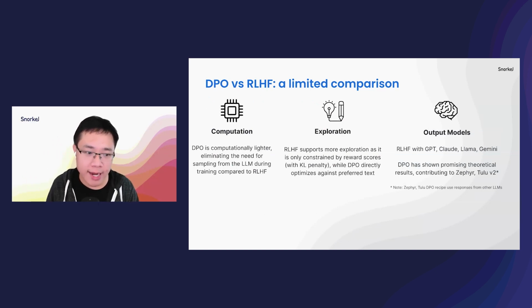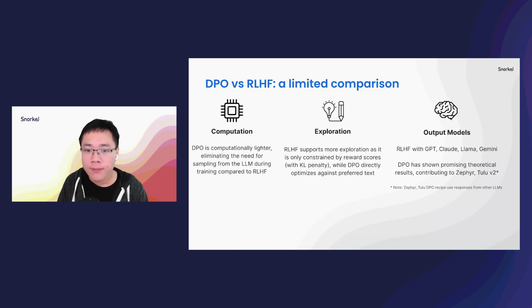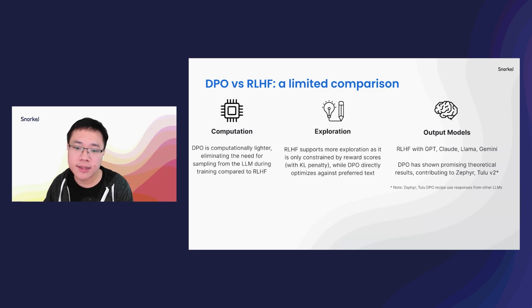Computationally, DPO is lighter because you don't have to sample from the language model. But because you're optimizing against the preferred text, you're actually limited by some constraint. Whereas for RSF, you're only constrained by the reward model, the reward score. You only try to optimize it, so you have more freedom to explore.